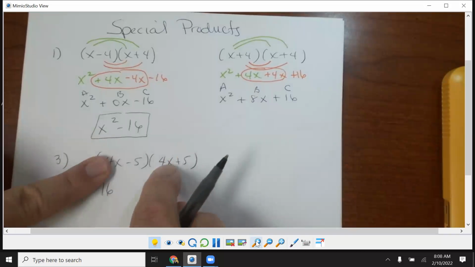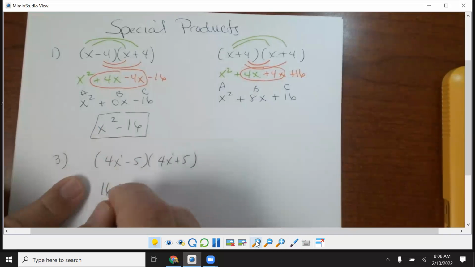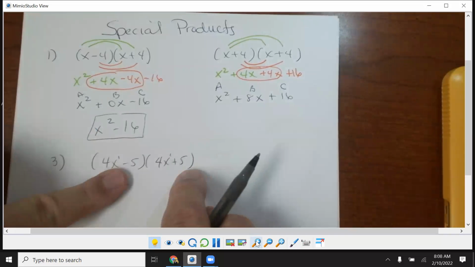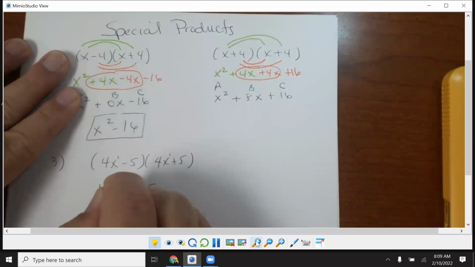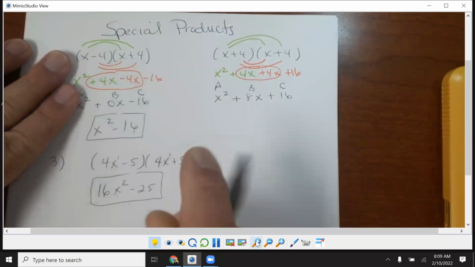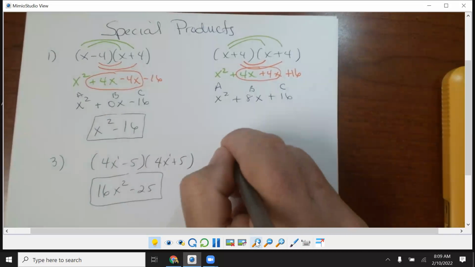There's one x here, another x here. You're multiplying, so you add the exponents. Remember, this is a 1 and this is a 1. So 1 plus 1 is 2, so it's x squared. Negative 5 times 5 is negative 25. There's my answer, because I don't have a middle term since they're exactly the same. Okay, so let's try number 5.